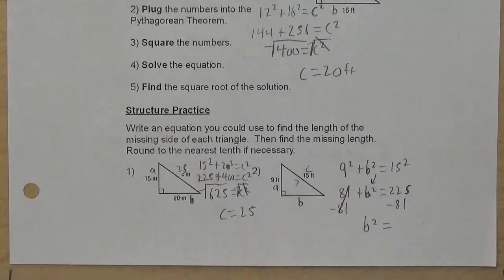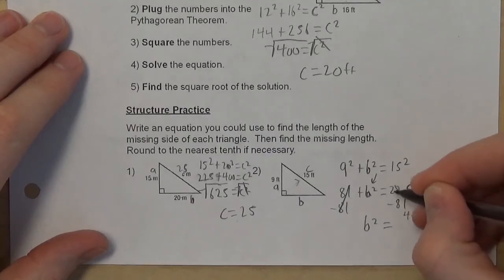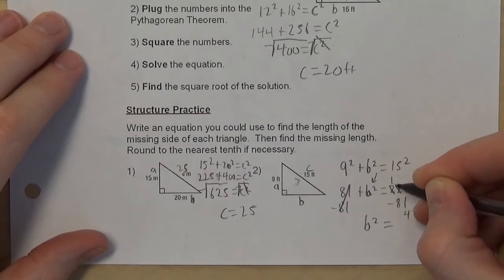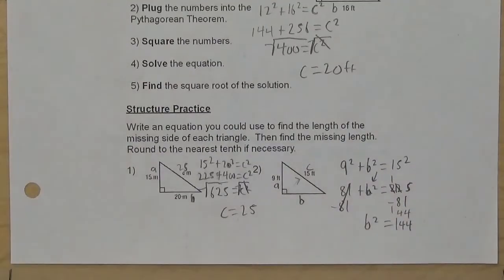So B squared equals 225 minus 81. I think that's 144, isn't it? Let's see, 5 minus 1 is 4. I have to borrow from the 2 there. 12 minus 8 is 4, yeah, 144. So 144 is what B squared equals.